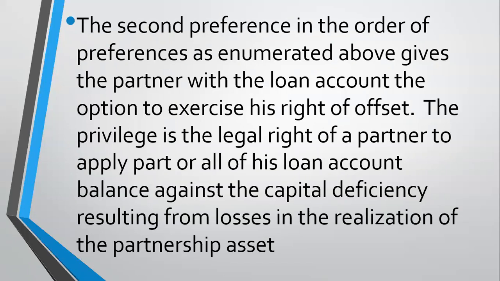So the second preference in the order of preferences as enumerated from the previous slide, the partners with the loan account, ito yung sinasabi natin kanina, has the option to exercise his right of offset. So the privilege is the legal right of a partner to apply part or all of his loan account balance against the capital deficiency resulting from losses in the realization of the partnership asset. So for example, because of the loss on realization, it resulted to a capital deficiency.